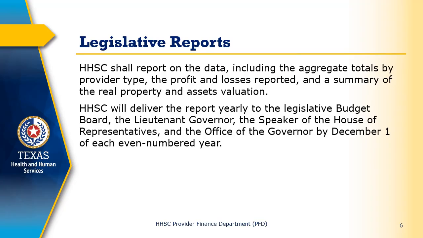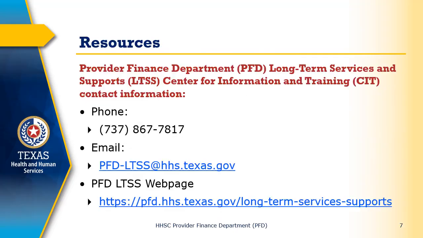Finally, we will discuss the legislative reports related to Rider 32. HHSC shall report on the data, including the aggregate totals by provider type, the profit and losses reported, and a summary of the real property and assets valuation. HHSC will deliver the report yearly to the Legislative Budget Board, the Lieutenant Governor, the Speaker of the House of Representatives, and the Office of the Governor by December 1st of each even-numbered year.